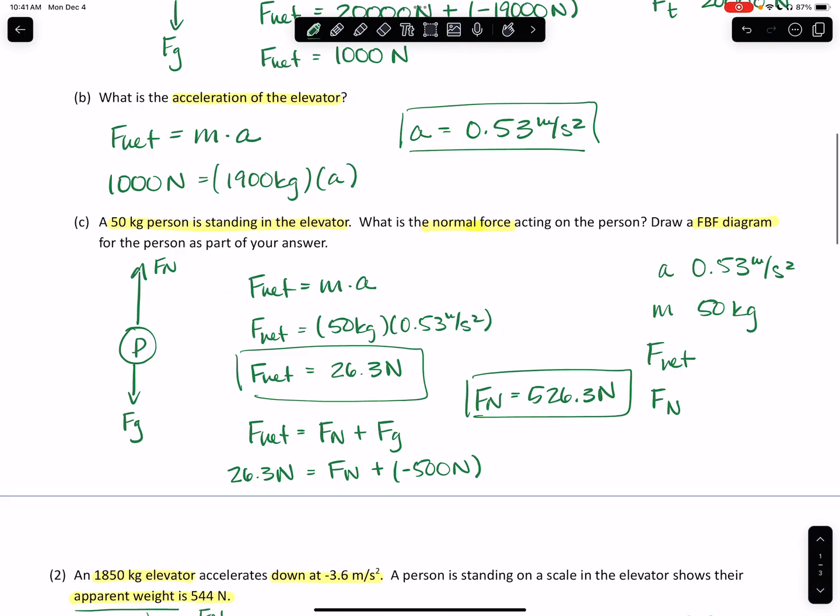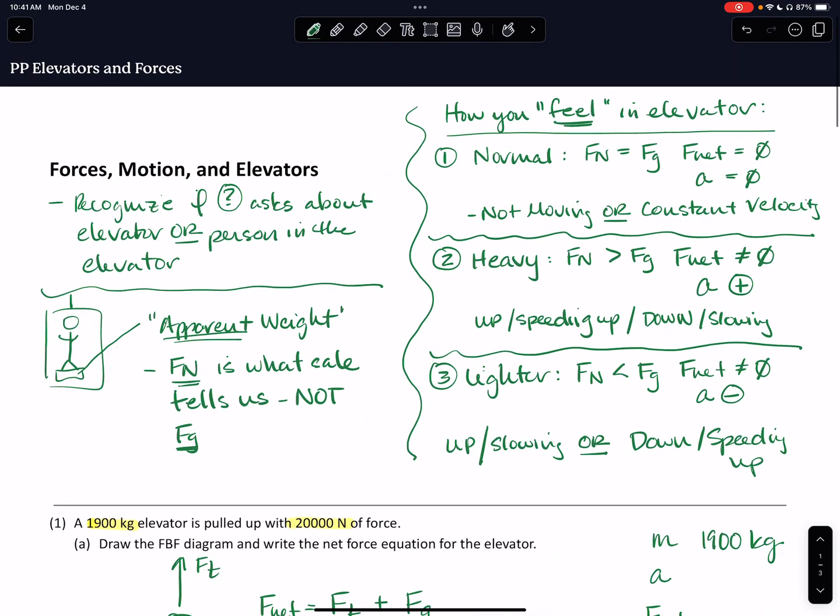So that's just our little look at elevators and the different forces. Make sure again that when you work these problems, you're very careful about what the problem's asking you about in terms of whether it's the elevator or a person within the elevator. And if you see the phrase apparent weight, that's telling you the normal force that is acting on that person in the elevator.